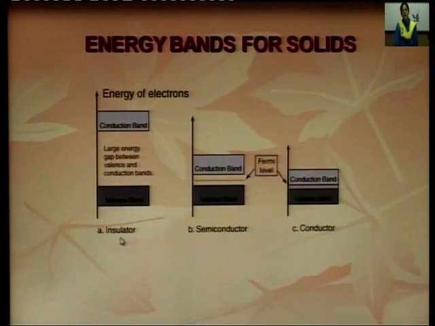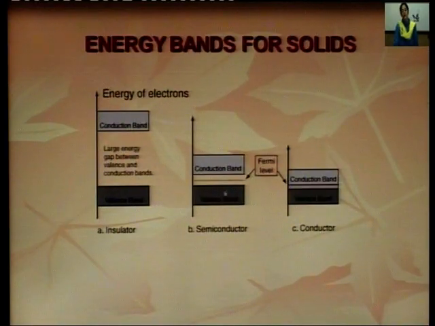For insulators, the energy gap between valence band and conduction band is high. So there is a large energy gap between valence and conduction band. So it is difficult for electrons to jump this gap, and so they are bad conductors of electricity. Insulators are bad conductors of electricity because this energy gap is very high.